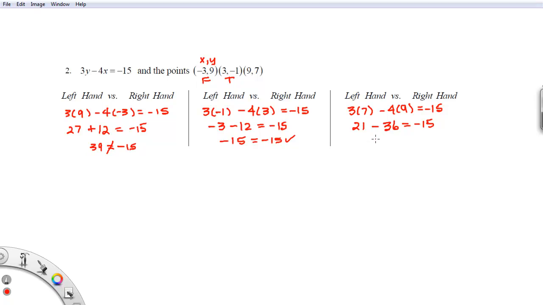Well, 21 minus 36, if you put that in your calculator, you will get a negative 15. And a negative 15 equals a negative 15. So our last ordered pair is true.